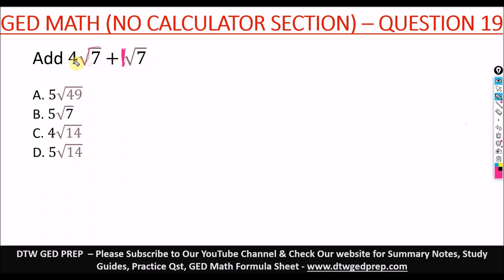So to add this, we are going to have 4 plus 1, which is 5, and you leave the irrational number the same, which is square root 7. You don't add the two irrational numbers, or multiply them. Leave it the same. It's like the variables in algebra, where you have 4x plus x, and you get 5x. The square root 7 remains the same. Okay, answer here is option B.